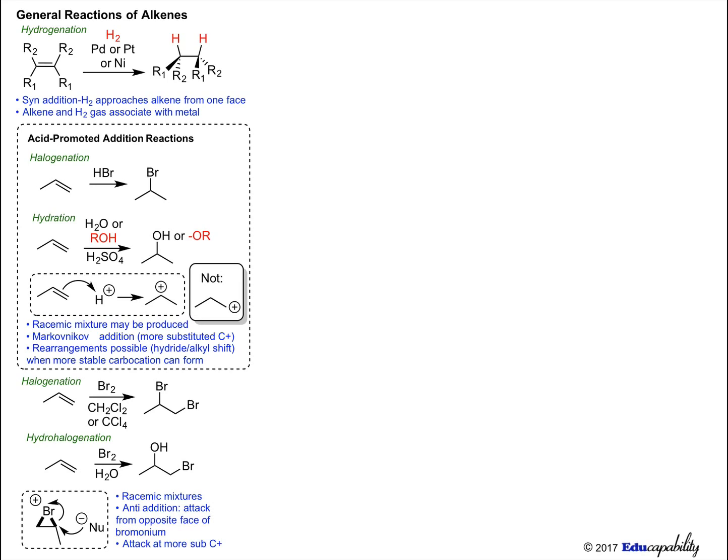We call this anti-addition. Allylic bromination is a radical reaction that adds a bromine atom to the carbon adjacent to the double bond while preserving the alkene functional group.